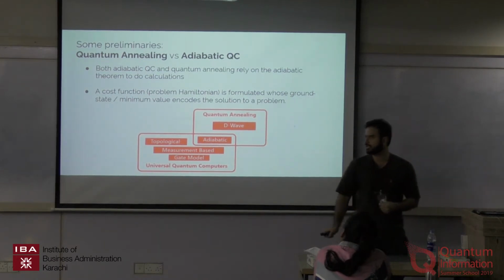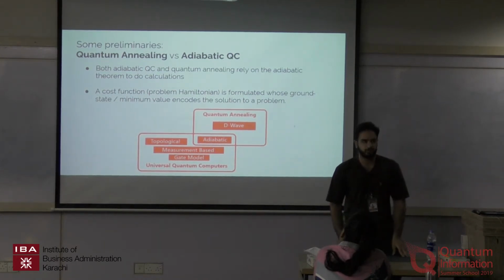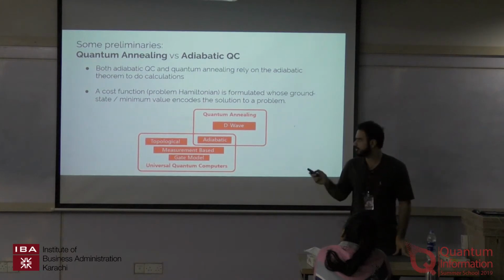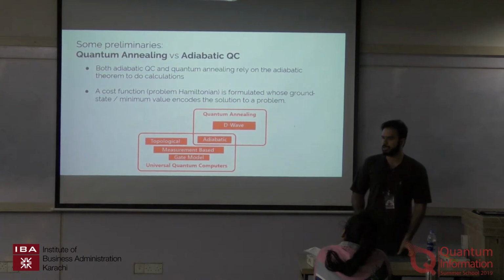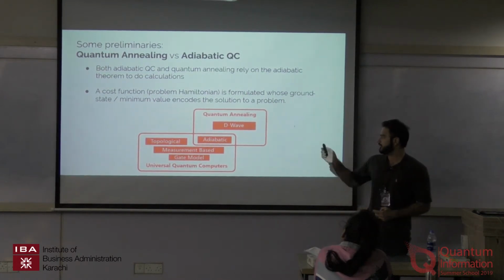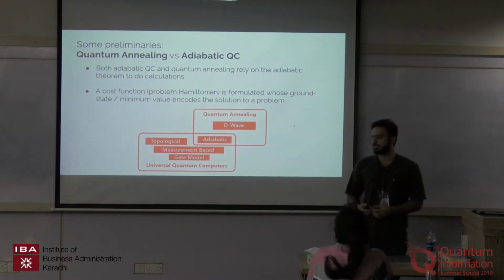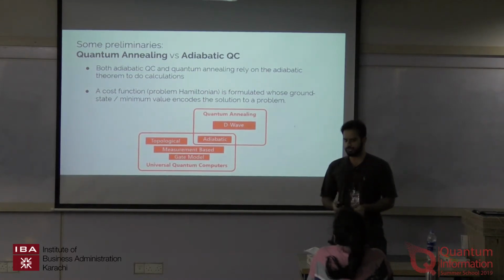Adiabatic quantum computing is a universal model of computation. It's polynomially equivalent to the gate model, so it can perform any kind of computation that a theoretical quantum computer could do. But quantum annealing is not, since the error rate is unbound, and as yet you can't perform meaningful error correction.